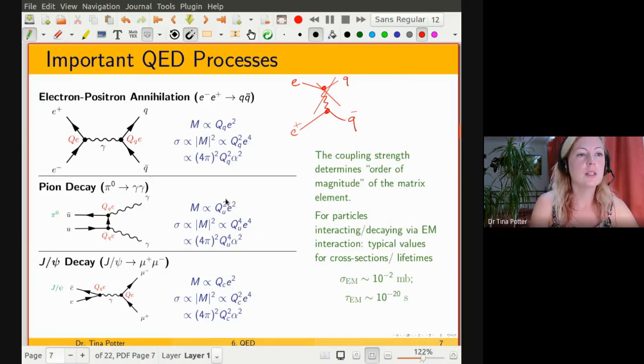So two vertices, the charge of the up quark squared and E squared. And again, you put that into your cross section as the matrix element squared, and you have this up quark, the factor of 4, alpha squared.